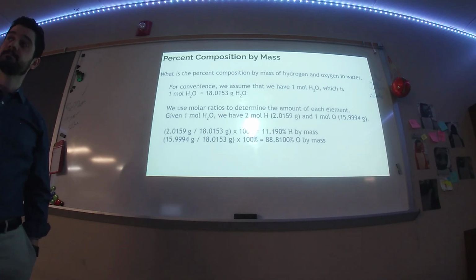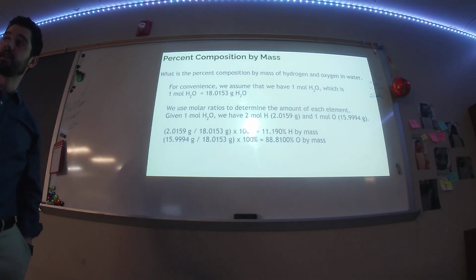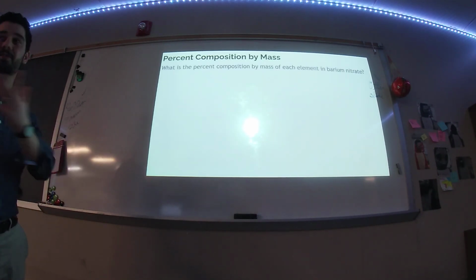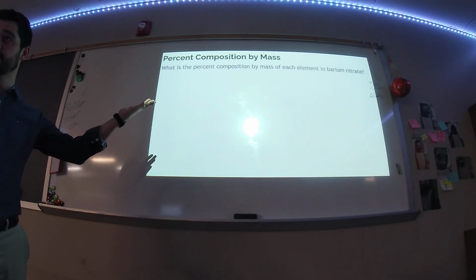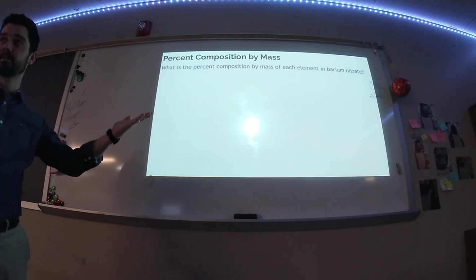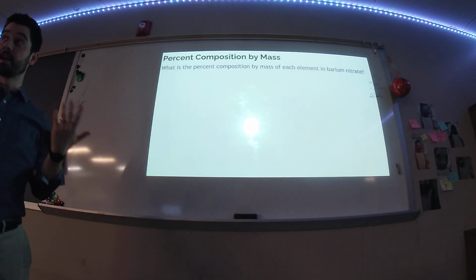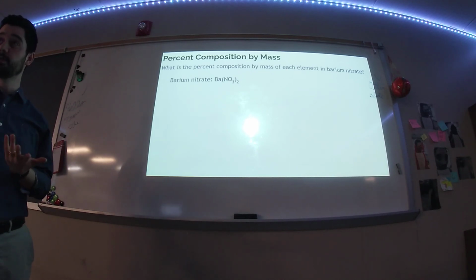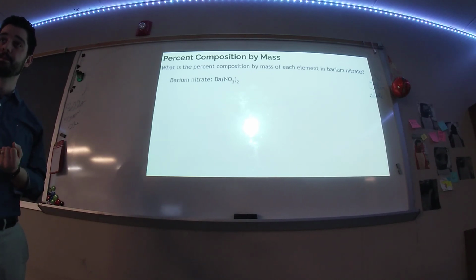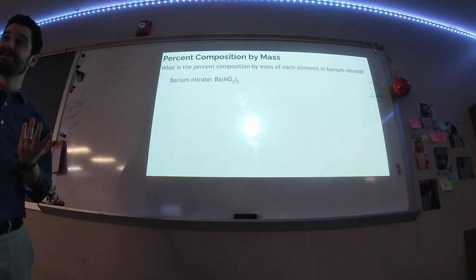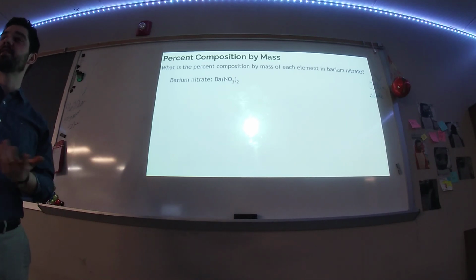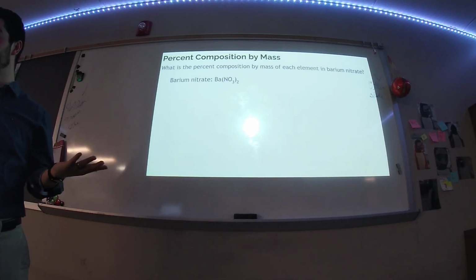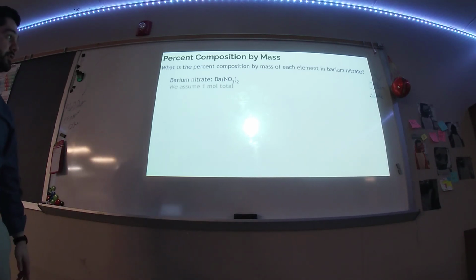Okay, can I show you the next slide? So just one other example. Let's say I want to do the same thing for barium nitrate. I would need to know the chemical formula of barium nitrate, which is Ba(NO3)2. I'll just give that to you. And for convenience, we're just going to assume that the total amount we have is 1 mole. The total amount doesn't really change the percentages, so let's just make it easy on ourselves and just assume 1 mole.